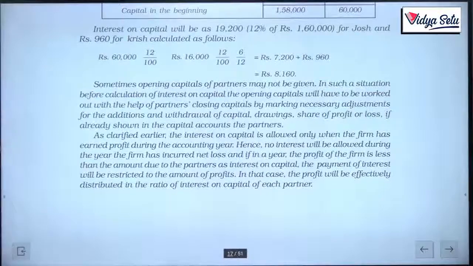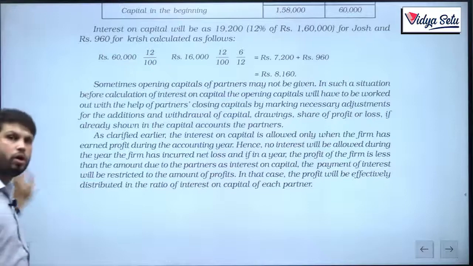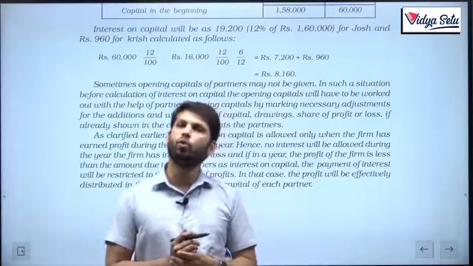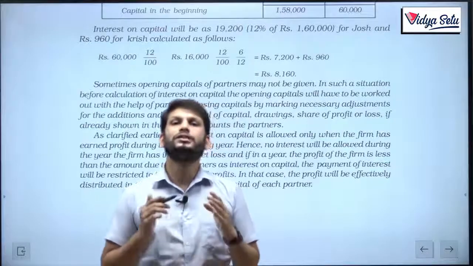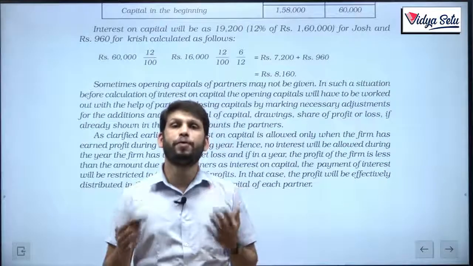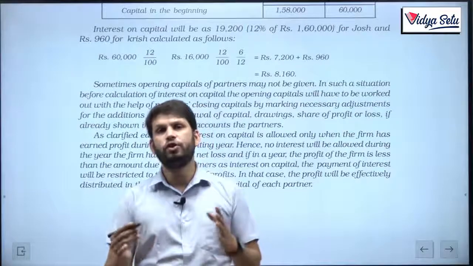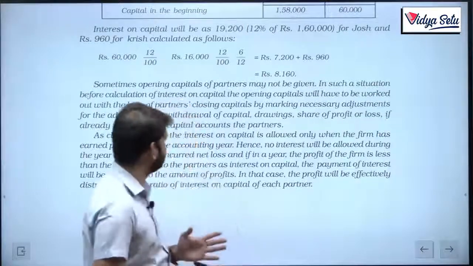Sometimes opening capitals of partners may not be given. In such a situation, before calculation of interest on capital, the opening capitals will have to be worked out with the help of partners' closing capitals by making necessary adjustments for the additions and withdrawals. I just told you, if you have closing capital and you want to arrive at opening capital, what do you need to do? You need to subtract all the profits and all the additional capitals, and add back all the withdrawals and all the losses.